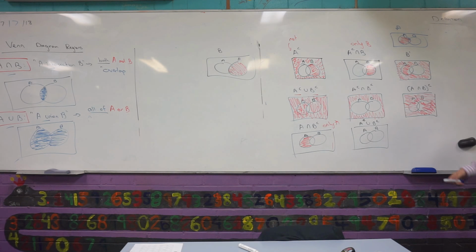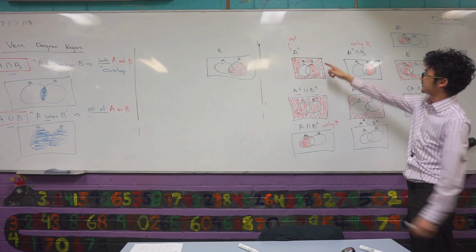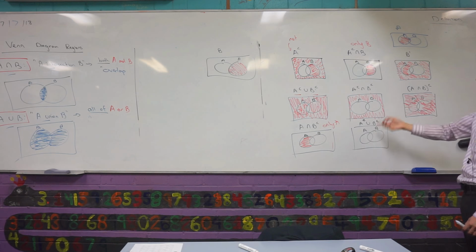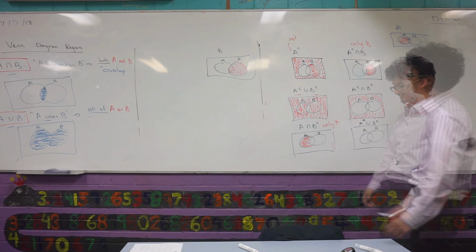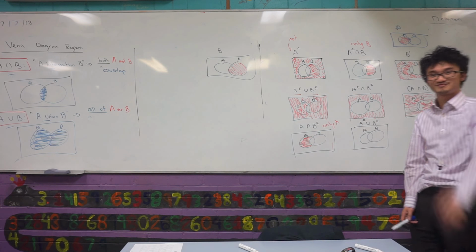Last one here, A complement union B complement. Remember, union means I put all of it together. I've got A complement here, I've got B complement here, and I've actually done this one already, so I don't need to do that one. So that's how we can shade Venn diagrams and their regions.